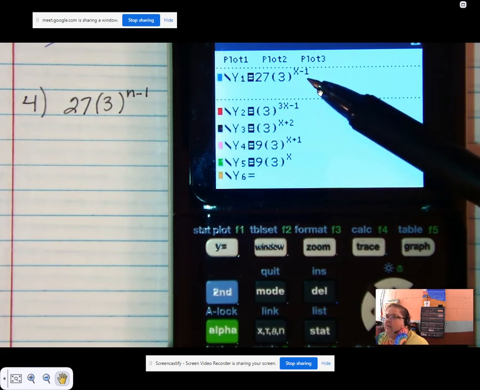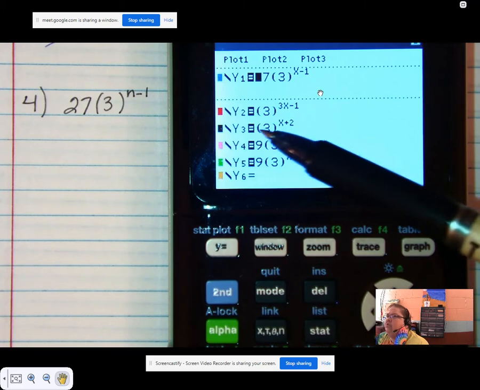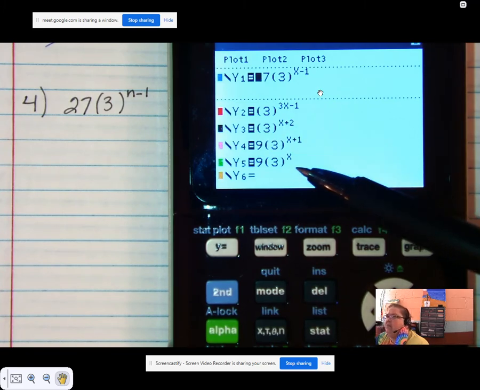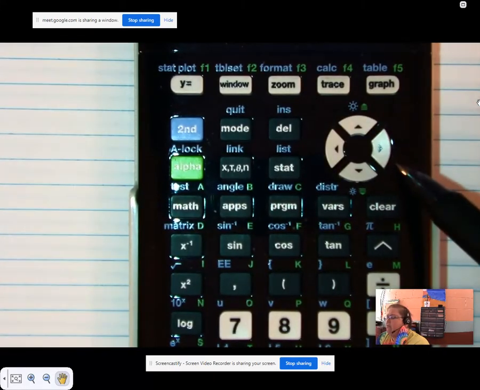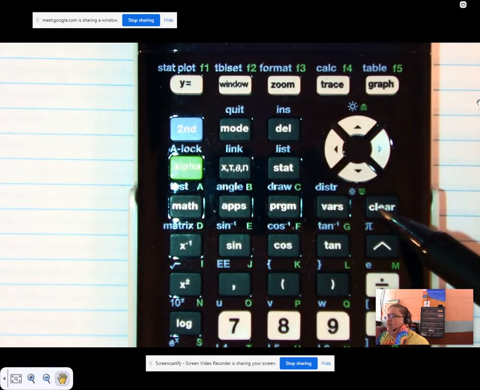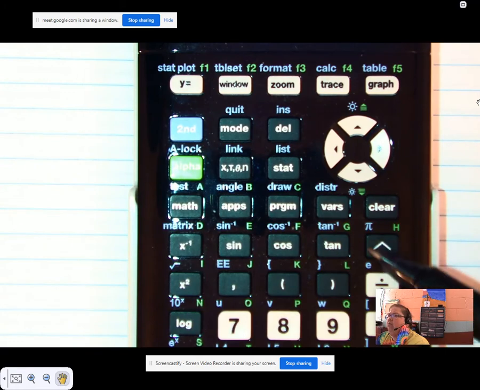Type the first one into y sub 1, the second one into y sub 2, and keep going, and type all of those in, keeping in mind that we have to use x, not n, on the calculator. So make sure you type x there. Go ahead and type those into your calculator, and I'm going to show you exactly what we're looking for. Remember to raise it, you have to use the caret button right underneath the clear button. That's how we raise to that power.